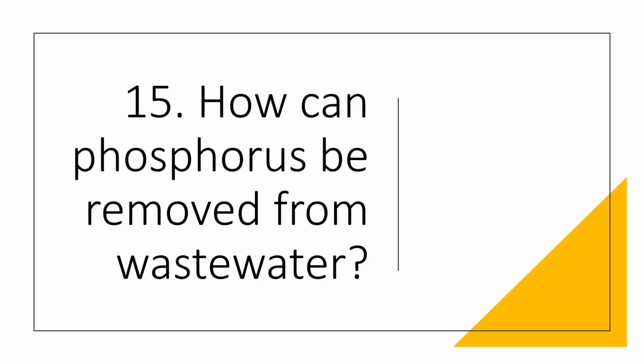How can we remove phosphorus from the wastewater? Well, phosphorus can be removed from the wastewater through chemical precipitation, or through biological phosphorus removal, or through adsorption onto media like activated alumina, etc. These are the ways in which phosphorus can be removed from the wastewater.